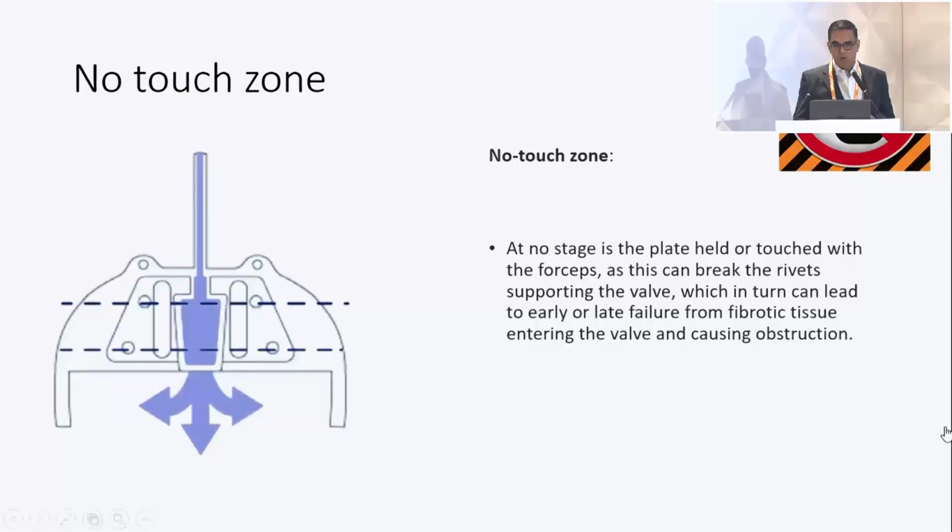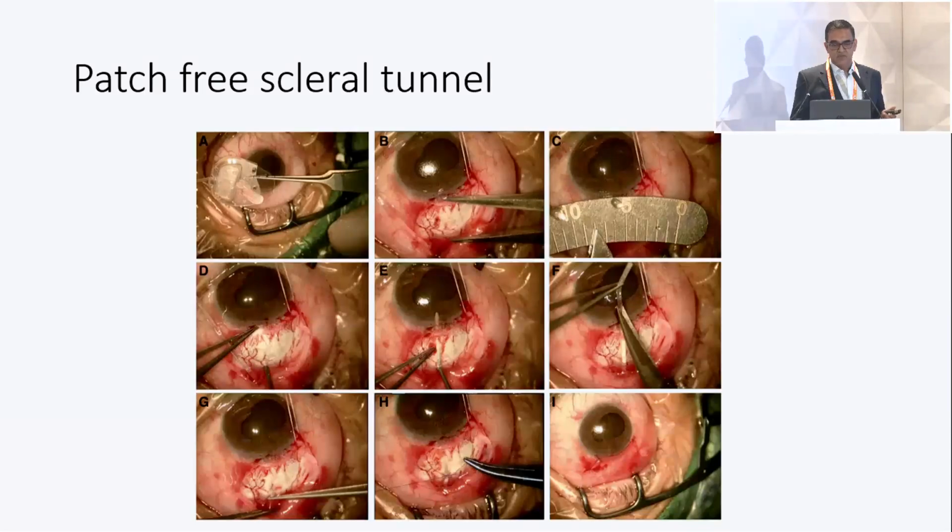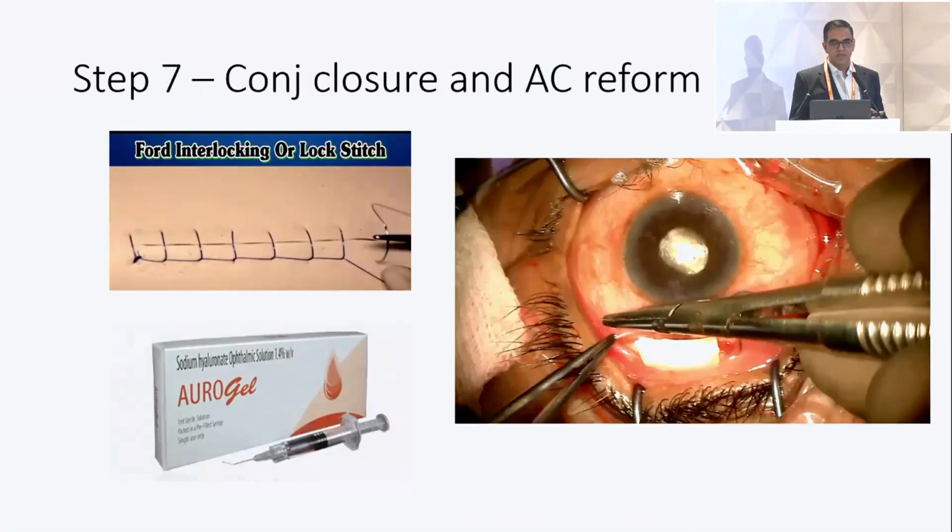Moving on. There's a no-touch zone for all these AGVs, so make sure you don't touch the valve part of the AGV. There's also a patch-free scleral tunnel, which I don't have the time to show you the methods. With the patch-free scleral tunnel, you don't really need a scleral flap or a patch graft. And make sure the conjunctiva is secured well and the AC is formed well at the conclusion.